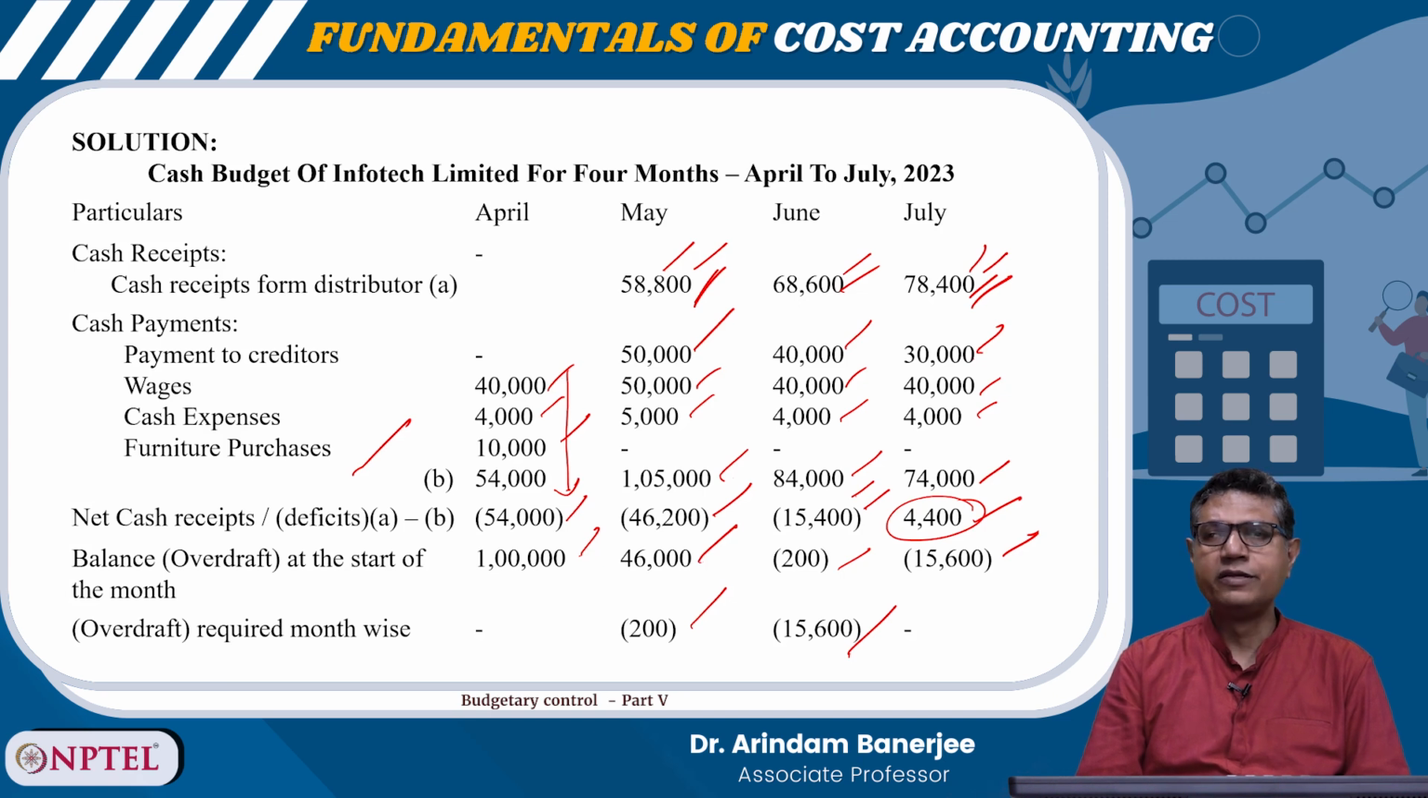One important thing to note is that in cash budget, only the cash receipts and cash payments are considered. No accrual receipts and accrual payments are considered here. Fine. Okay.